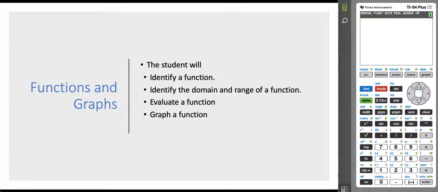Hi everybody, this is Mrs. Dunn. We're going to be talking about functions and graphs today. Specifically, what we're going to do is identify a function, identify the domain and the range of a function, evaluate a function, and graph it. Okay, so let's get started.